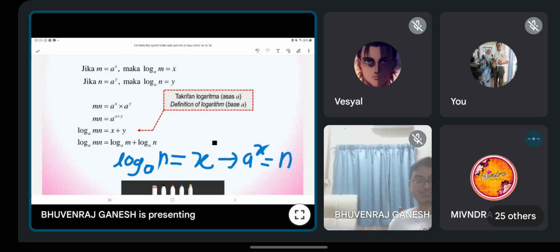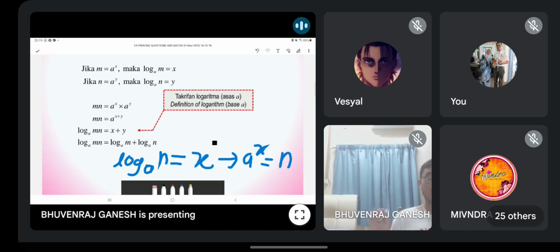Okay guys, are you clear? Boleh faham? This is the proving, okay, for form 4 chapter 4 logarithm.